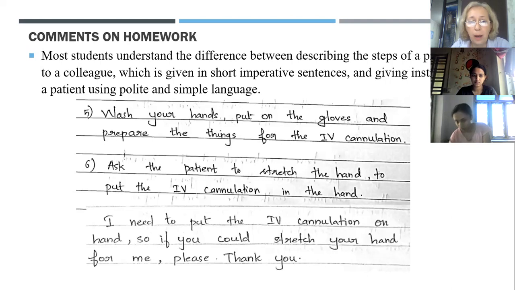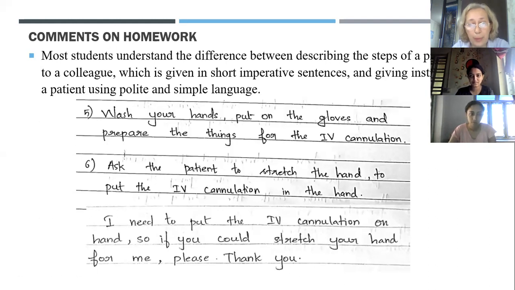As for the next one, ask the patient to stretch the hand to put the IV cannulation in the hand. So is it to a colleague or to a patient? Colleague. Also colleague. Sinju, you know better. Yes, because this is, as far as I remember, your paper. Yes. And as for the next phrase, I need to put the IV cannulation on hand. So if you could stretch your hand for me, please. Thank you. And this is?